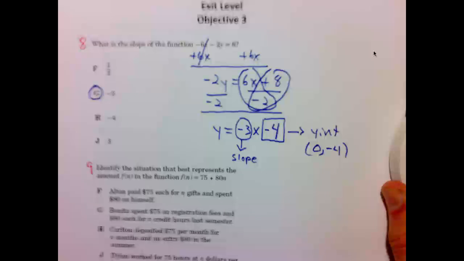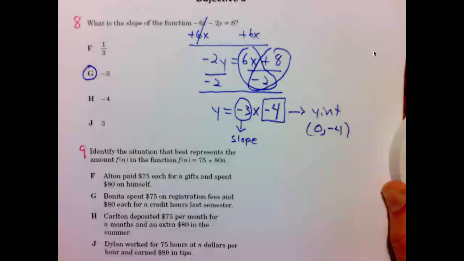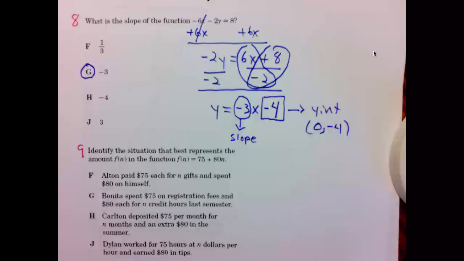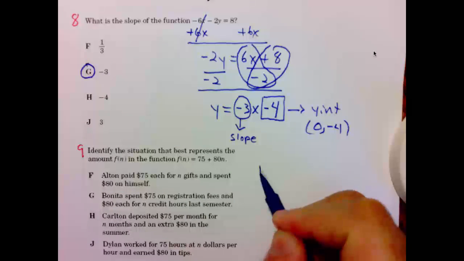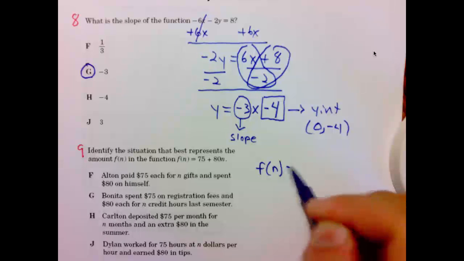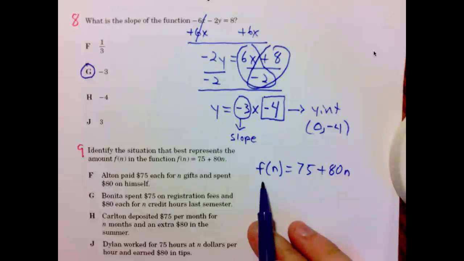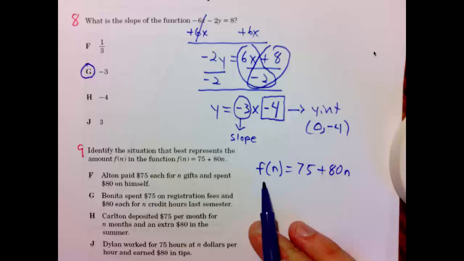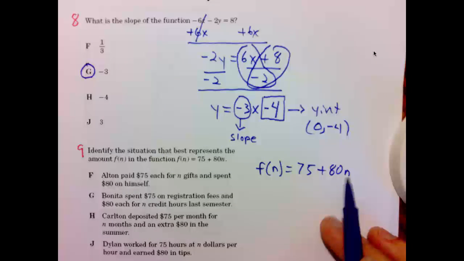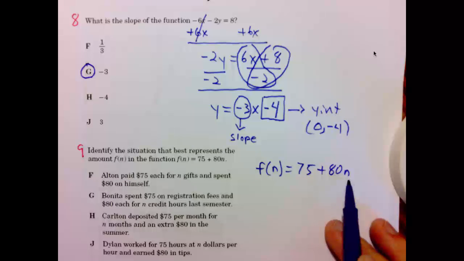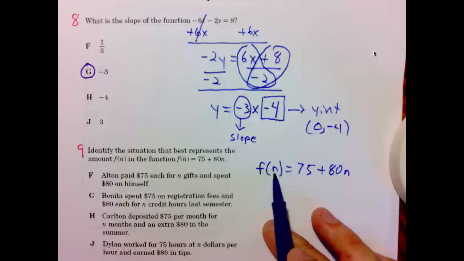Number 9. Identify the situation that best represents the amount f of n in the function f of n equals 75 plus 80n. Well, remember, we call this function notation. f of n equals 75 plus 80n. This is just another way to state y, the dependent quantity, the output. Here, instead of using x and y, you've used n and f of n. Whatever the independent variable, the input variable is, in the notation out here, it will be inside the parentheses.